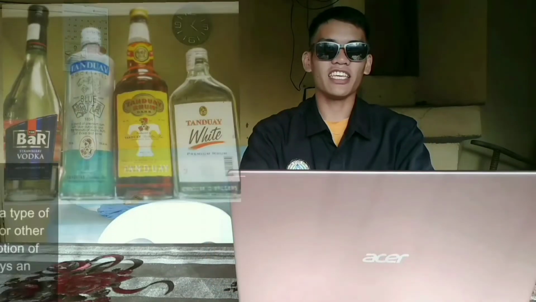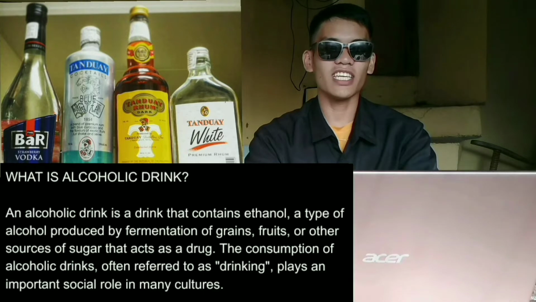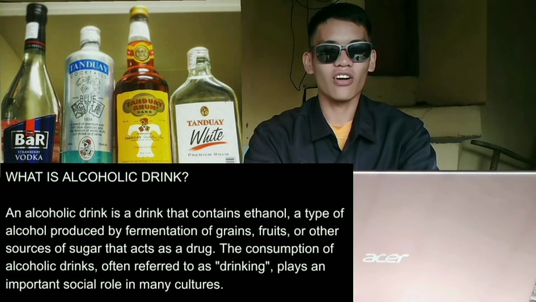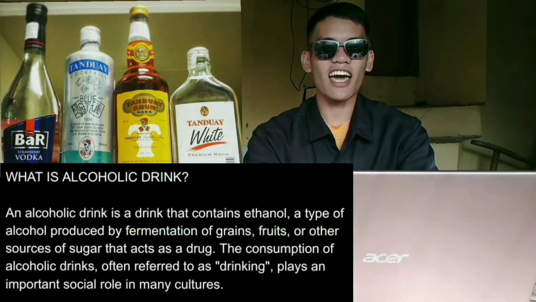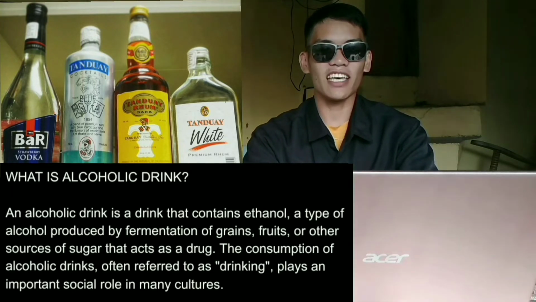So what is really an alcoholic drink? An alcoholic drink is a drink that contains ethanol, a type of alcohol produced by fermentation of grains, fruits, or other sources of sugar that acts as a drug. The consumption of alcohol drinks, often referred to as drinking, plays an important social role in many cultures.